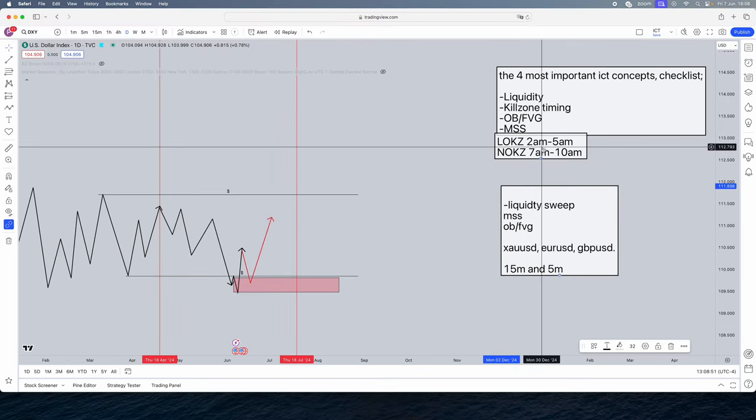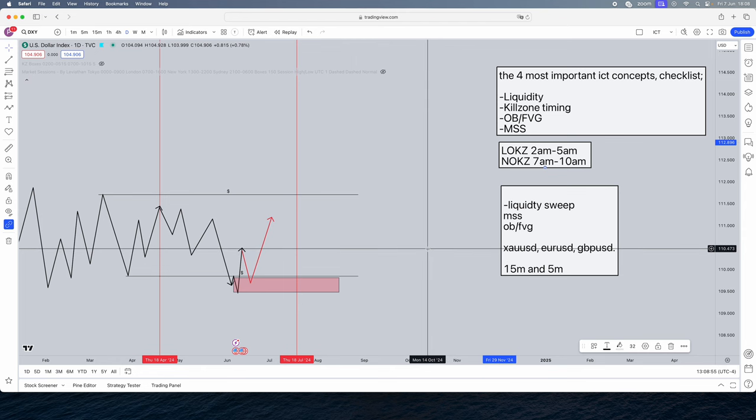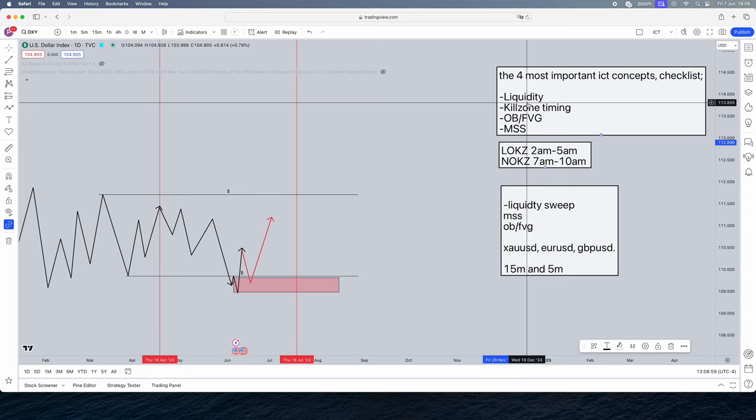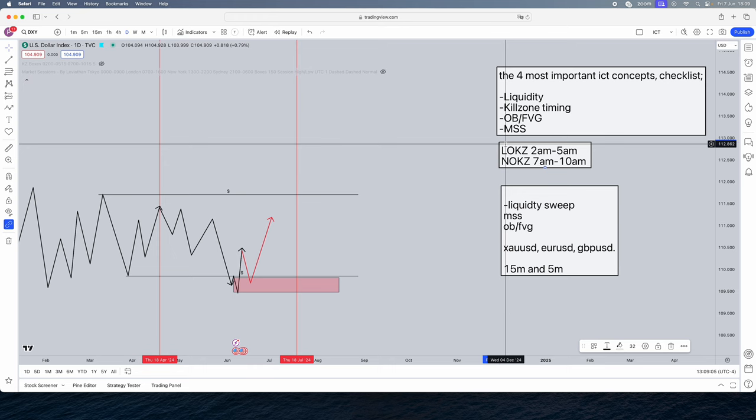Example of an actual trade using this strategy. I'm going to break it down just so you guys can really understand and convey to yourself that these are the most important ICT concepts. And once you can checklist all of this before taking a trade, I can guarantee you your success rate will absolutely go through the roof.